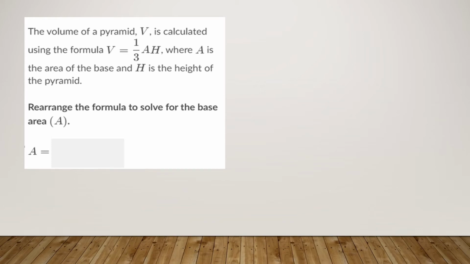The volume of a pyramid V is calculated using the formula V equals 1/3 AH, where A is the area of the base and H is the height of the pyramid. Rearrange the formula to solve for the base area A. We're solving for A.